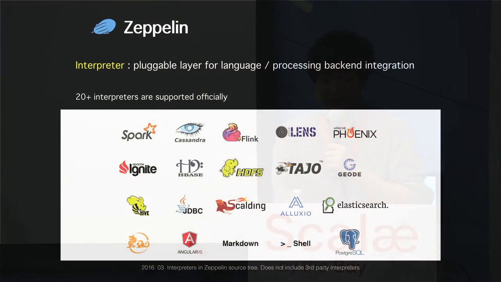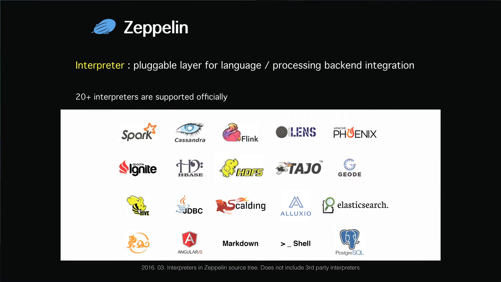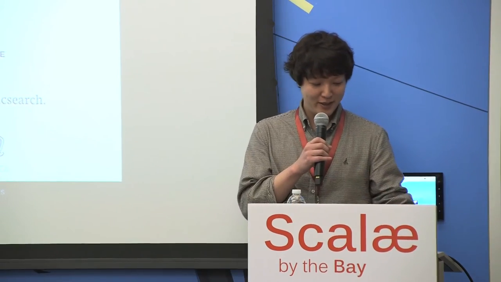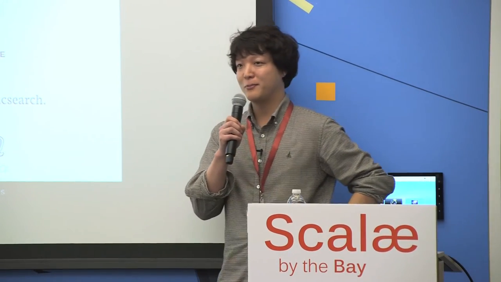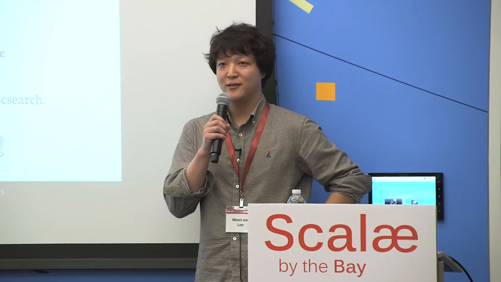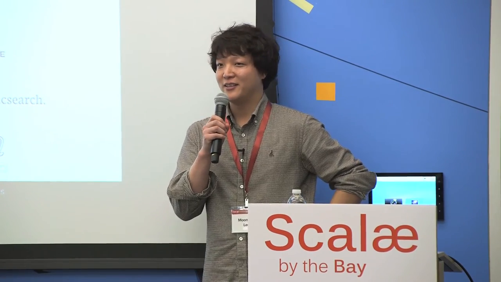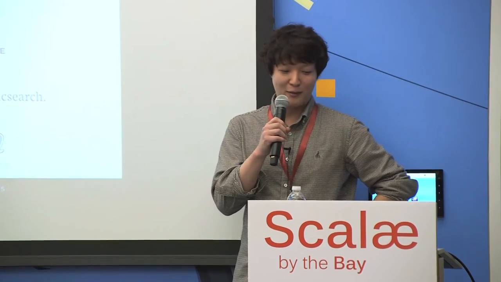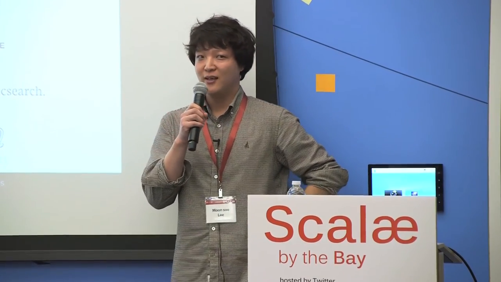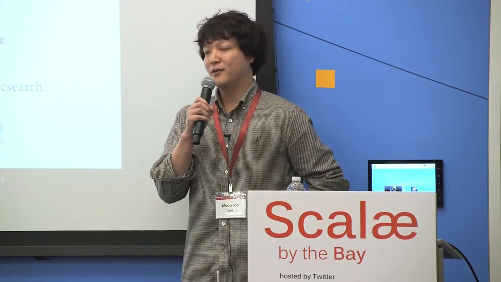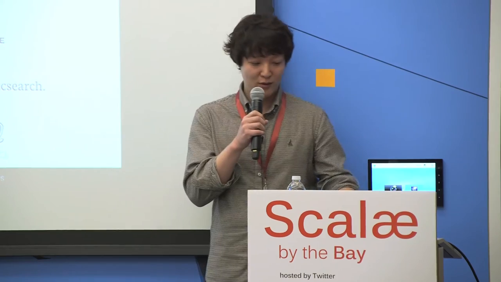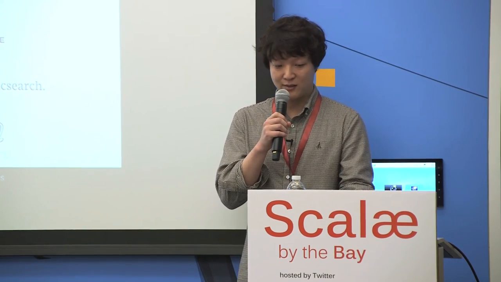And I wanted to talk a little bit about the interpreter. The interpreter is a backend integration, an abstraction layer for the backend in Zeppelin. In the beginning of the project, we had only three interpreters, which were Spark, Markdown and Shell, I think, two years ago. But now we have more than 20 interpreters. And there are even third-party interpreters on GitHub, so there are many more choices of backend integration that you can use.